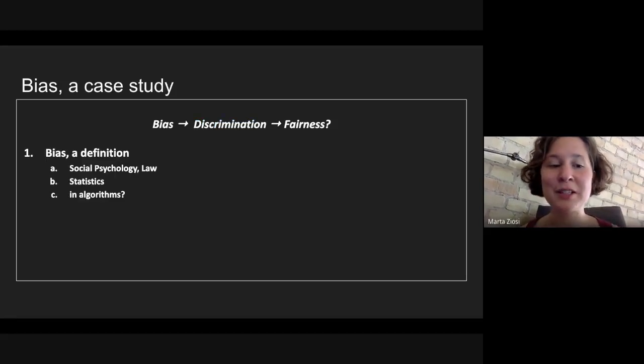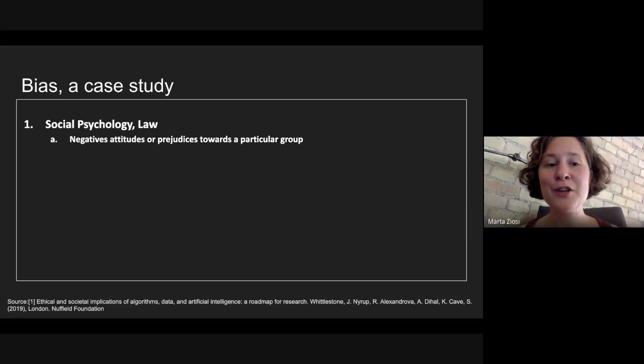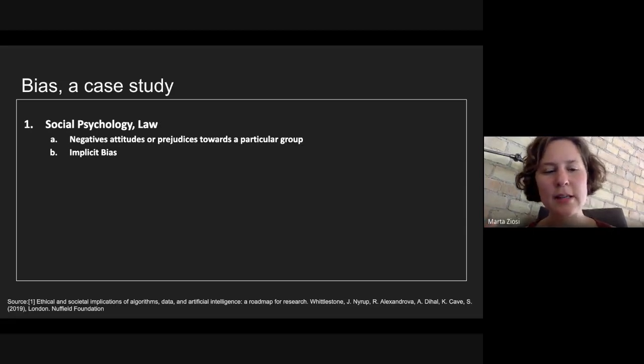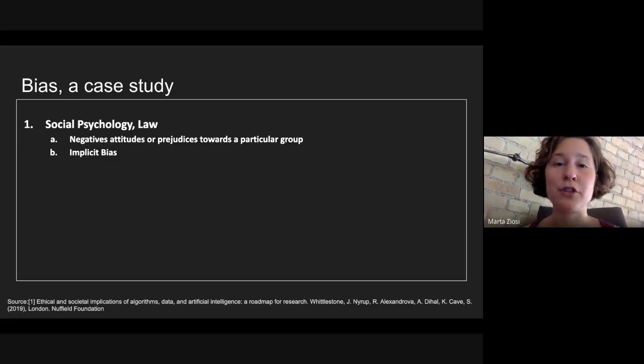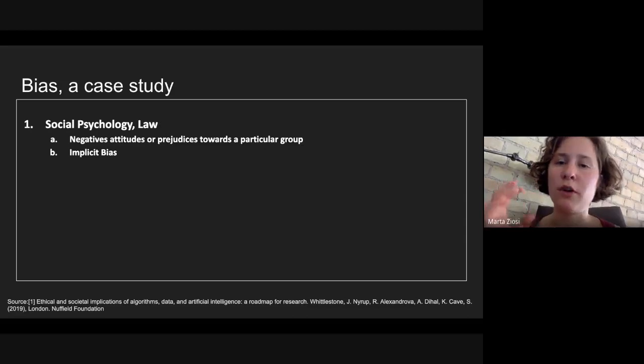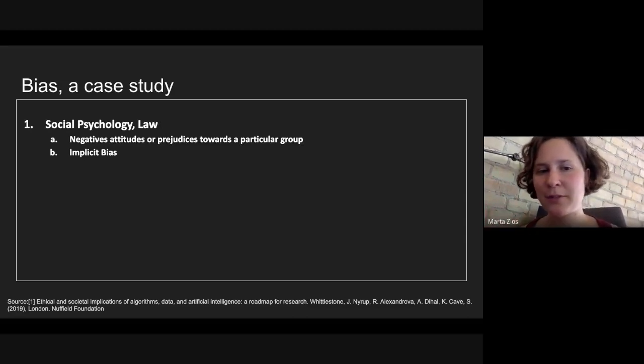But I promised you I would explain more about bias, right? So within psychology and law, bias refers to negative attitudes or prejudices towards a particular group. Often what comes up also in social psychology and law is implicit bias. Implicit bias is understood as unconscious attribution of particular qualities to a member of a certain social group, shaped by experience and based on learned associations between particular qualities of a person or a group and social categories.